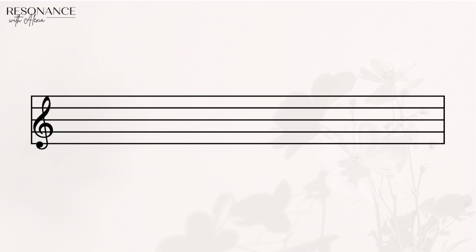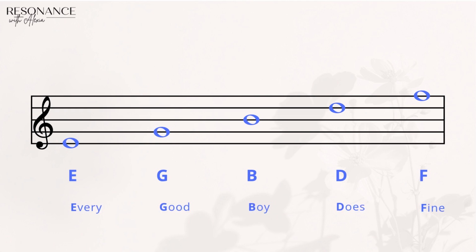To help us remember the note names on the lines and spaces, let's break this down a little bit further. For spaces, you will notice that each note name spells out the word face, F-A-C-E. When looking at just the lines, you'll notice that we have E, G, B, D, and F. In music, we like to use acronyms to help us remember note locations. One of the most popular acronyms used to identify lines on the treble clef is Every Good Boy Does Fine.